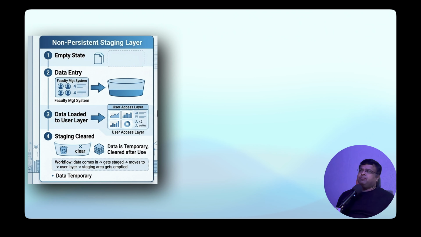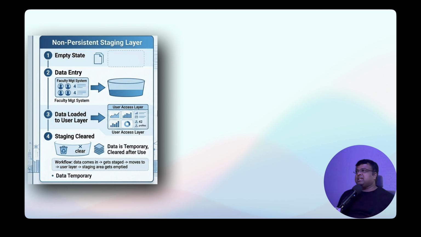For example, imagine a university is onboarding 4 new faculty members at the beginning of a semester. The information comes from a faculty management system into the staging layer first. Once the data is validated and processed, it gets loaded into the user access layer where it is added to the existing faculty records. Now, here's the important part.